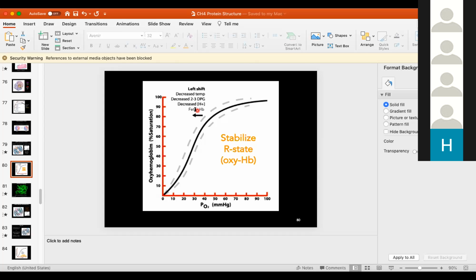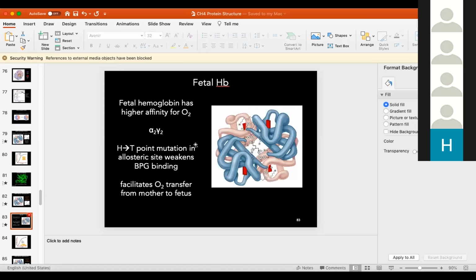So it's a point mutation in that cavity that binds 2,3-BPG, where a histidine is mutated to a threonine. Now, instead of having a positive charge there, you're totally getting rid of that positive charge. So 2,3-BPG doesn't bind like at all to that. Some is still always going to bind, but you decrease the amount that's going to bind because it's just not a favorable charge complement in that cavity anymore for it to bind.